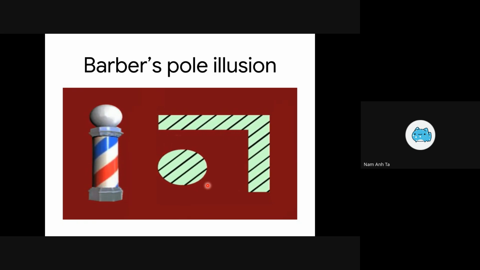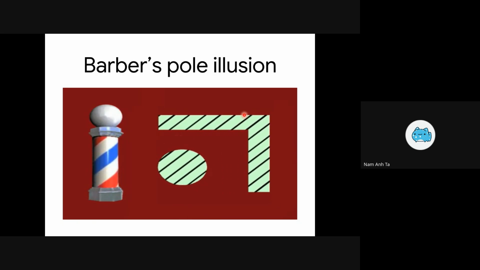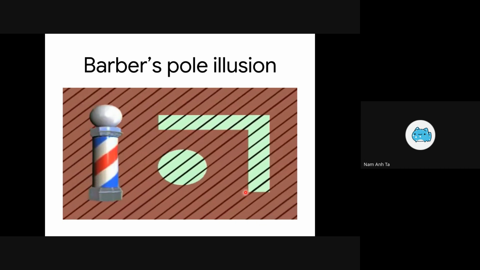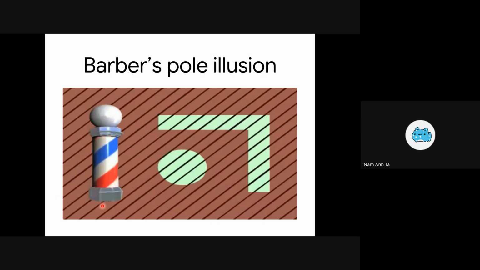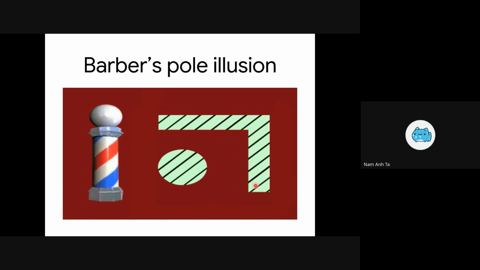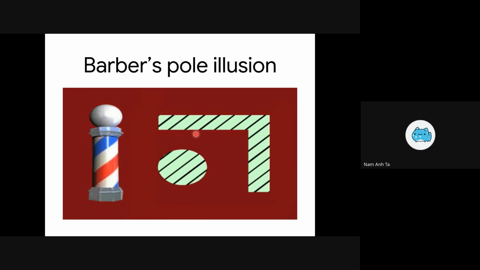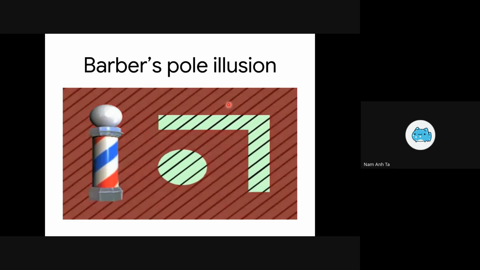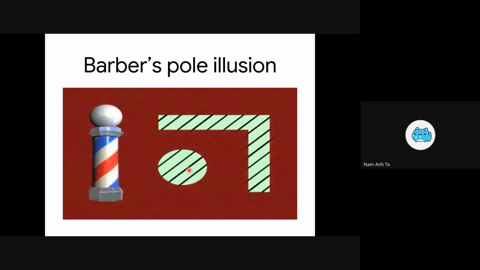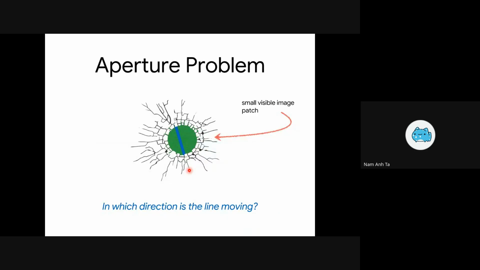When we look into the vertical slit here, we can see that it actually moves with an upward motion. The horizontal slit is a rightward motion. And the circular opening will preserve more directional information. This is called the aperture problem.